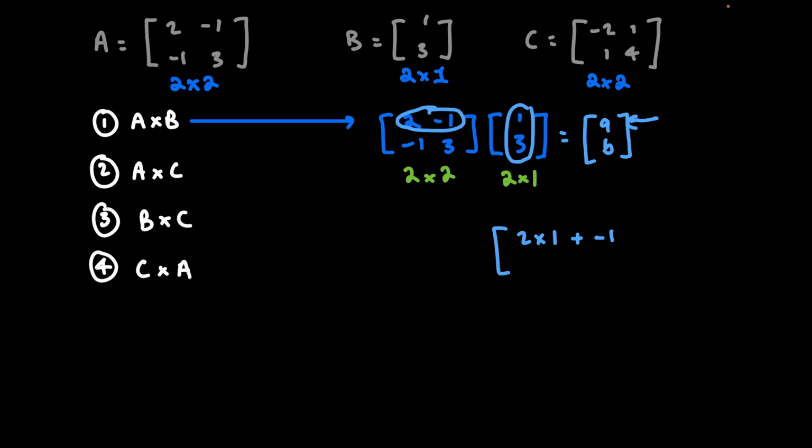So we can do plus -1 times 3. And if we work this out, we won't do it just yet, but that is the first value of the first row, first column of our final matrix. So now let's work out, how do we work out the value of B? How do we work out the value of B here?